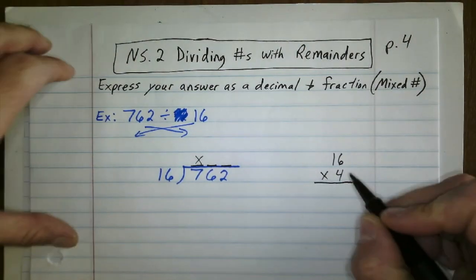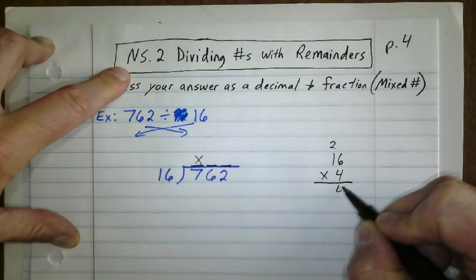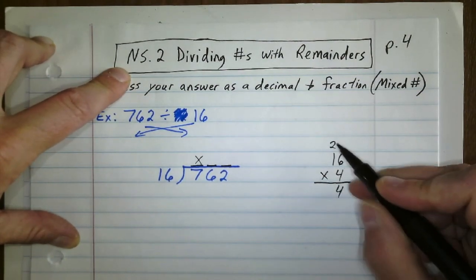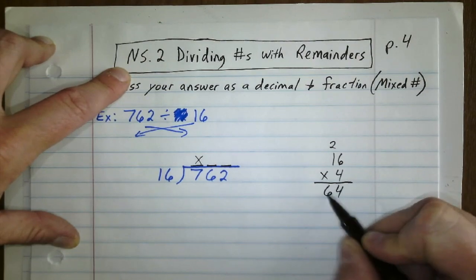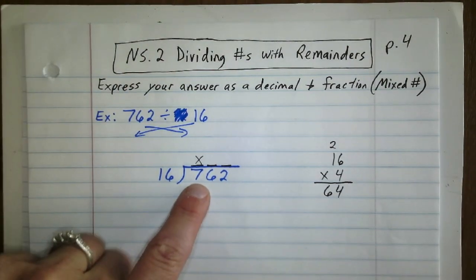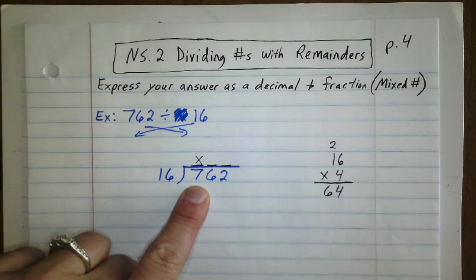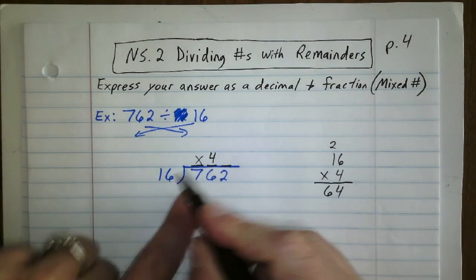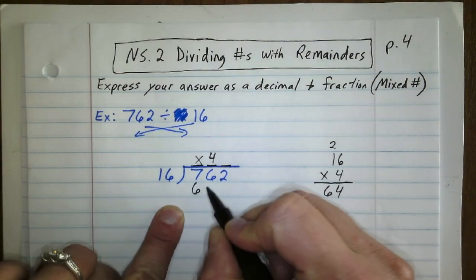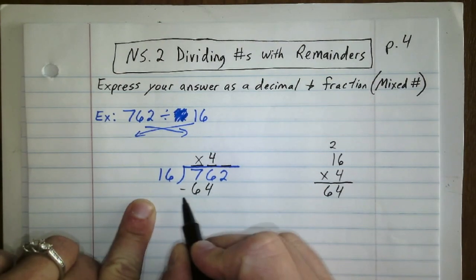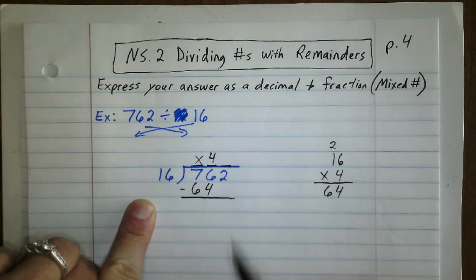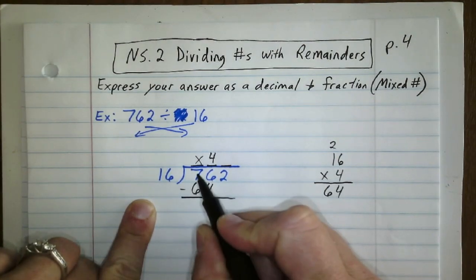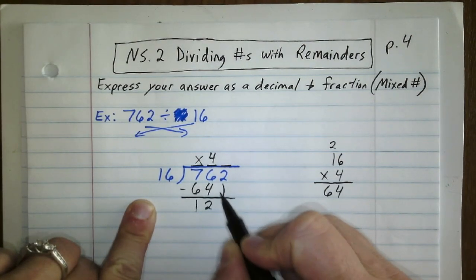Try 16 times 4. 4 times 6 is 24. 4 times 1 is 4 plus 2 is 6, 64. Now, is that close to 76 without going over? Yes. So we're going to put a 4 right here above the 6. 4 times 16 gave us 64. We're going to line that up, subtract, trace the blue line. 6 minus 4 is 2. 7 minus 6 is 1, and you need to bring down the 2.